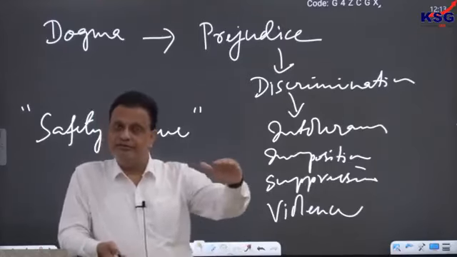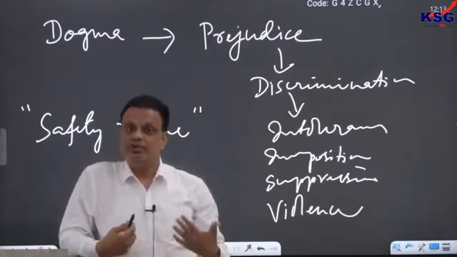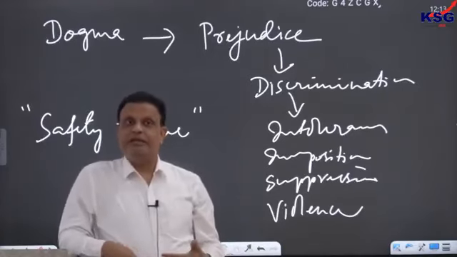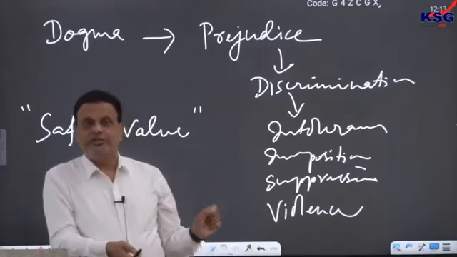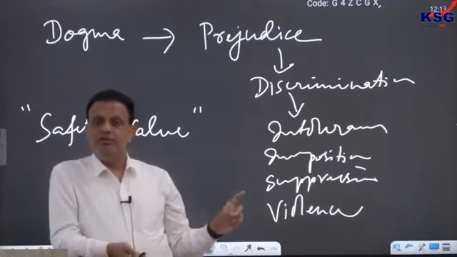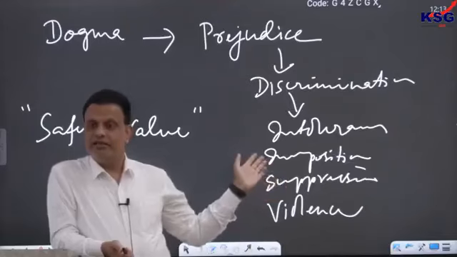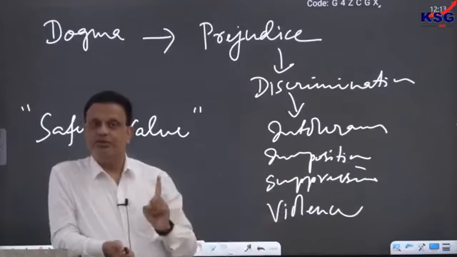If you block the safety valve, dissent, liberty, then the energy of the people will keep on building up inside them, and that will keep on agitating them. At one point of time, that pressure, that internal build up, will explode as a violent explosion. That will create lots of violence and threat in the society. This is what Mill will say.